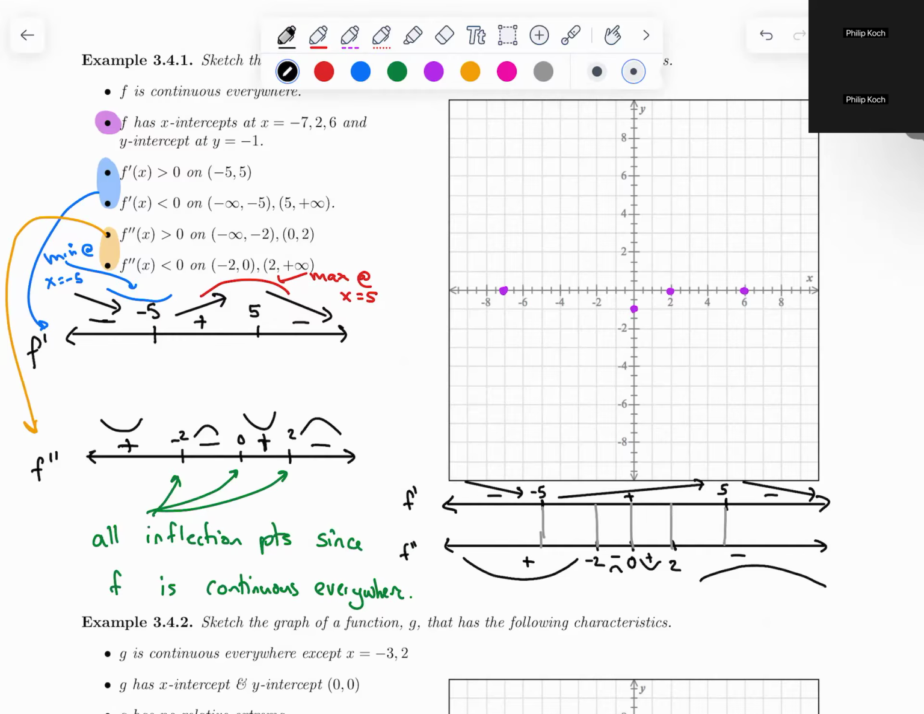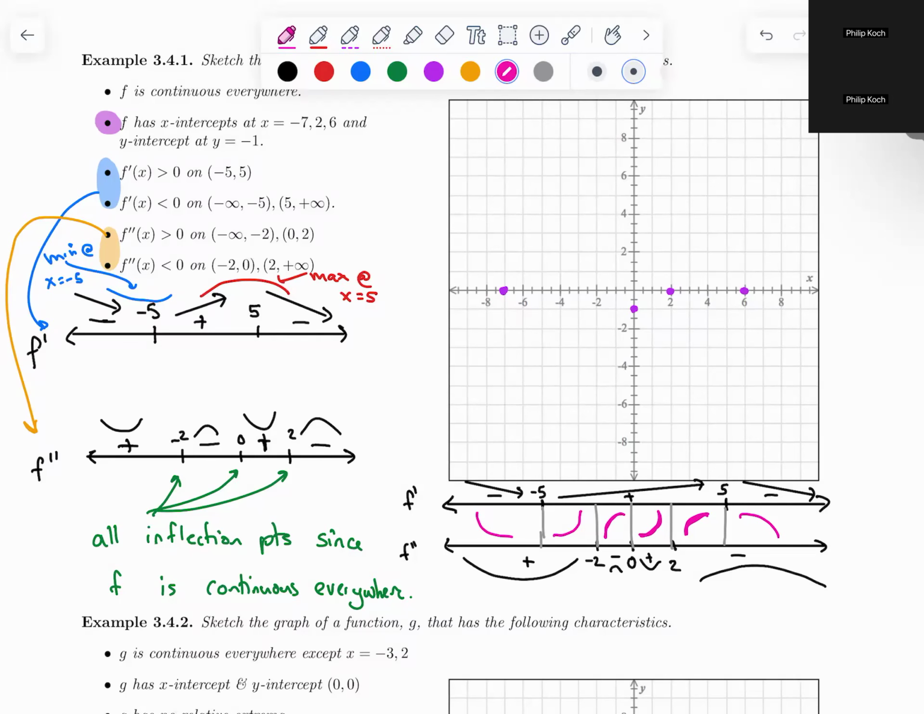I'd like you to fill in the middle section to figure out what the graph should look like on each segment, based on remembering which half of the smile or the frown you are on, based on whether you're increasing or decreasing. So I'm going to pause the recording. You should do that too.